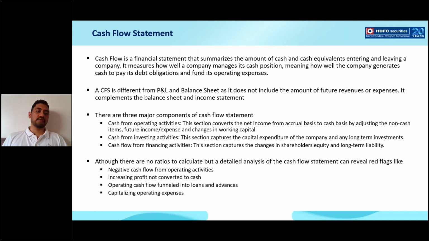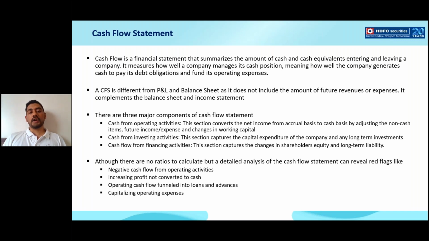And now we come to the cash flow statement. A cash flow statement is basically a statement that summarizes the amount of cash and cash equivalents entering or leaving a company. It measures how well the company is managing its cash position and how well the company is generating cash to pay for its debt obligations, to make a new investment, or to meet its operating expenses. A cash flow statement is different from the profit and loss and balance sheet statements, as it does not include the amount of future revenues or expenses.